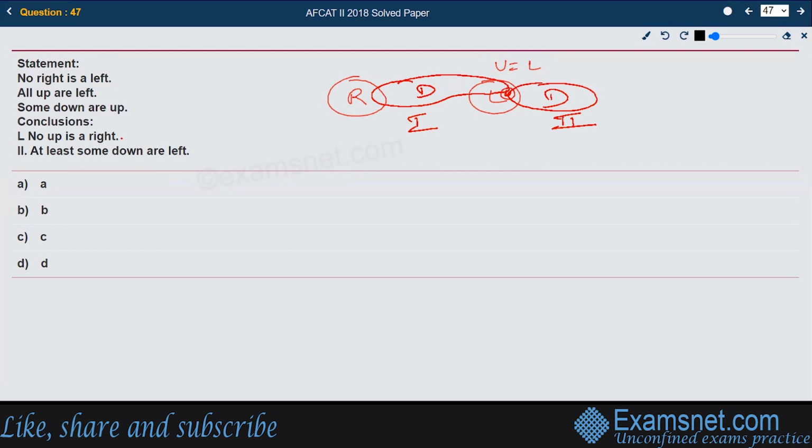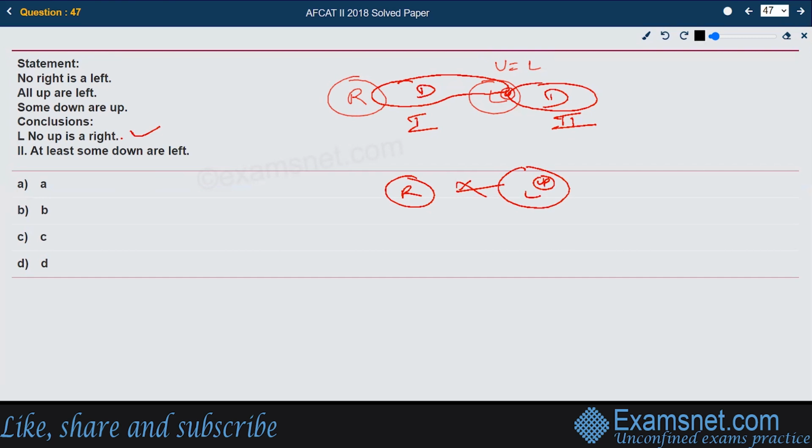What is it saying? No up is right. There is no connection between up and right. This is possible because up is completely inside the left category, or otherwise up is equal to the left category. In both cases, left is not touching right, so obviously up will also not touch right. It was like this: this was right, this was left. So if up is completely inside left, there is no chance that up is touching right, because left is not touching right. Okay, so the first conclusion is right.